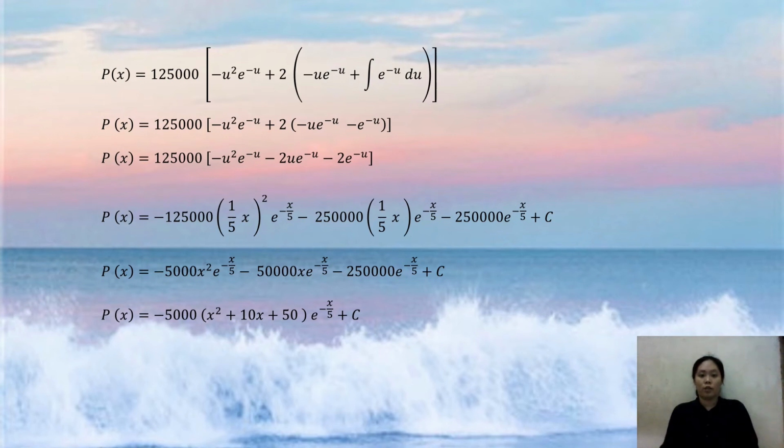After the second time integration by parts, P(x) equals 125,000 bracket negative u squared exponential power of negative u plus 2 bracket negative u exponential power of negative u plus integration exponential power of negative u du is obtained. Integration of exponential power of negative u is negative exponential power of negative u, and substitute back 1 over 5 x to u. Then P(x) equals negative 5000 bracket x squared plus 10x plus 50 exponential power of negative x over 5 plus C is obtained.